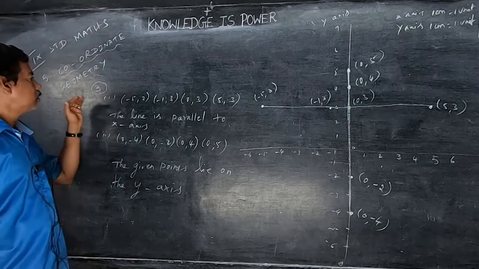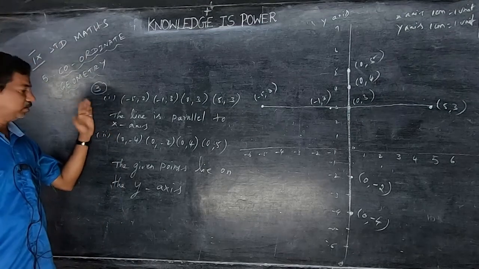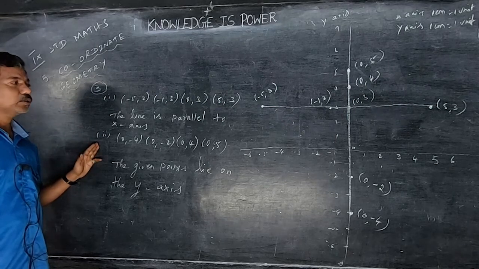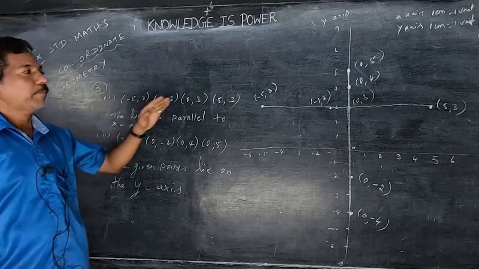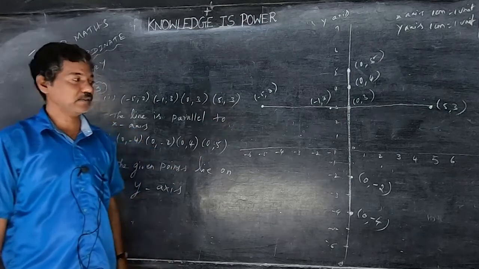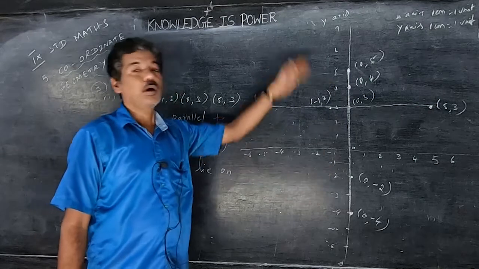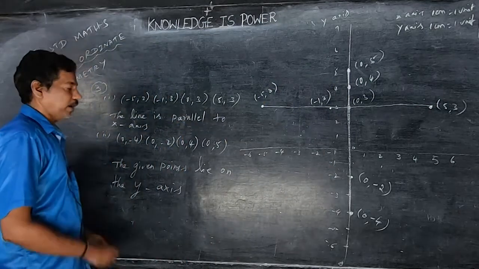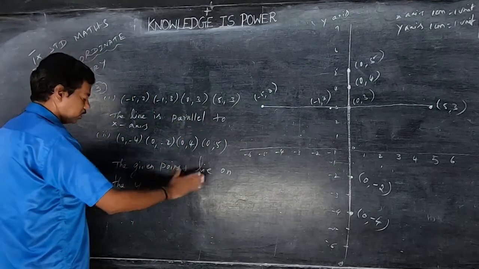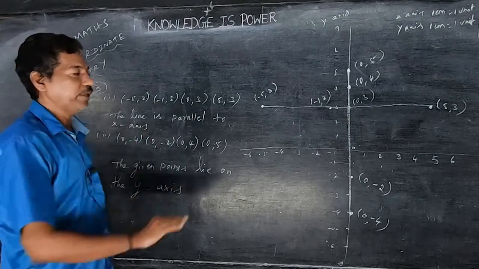So this is the third question, Roman letter 1 and Roman letter 2. First question, what did we say? Parallel to x axis. Writing perpendicular to x axis is not correct. Anyway, the given points lie on the y axis.